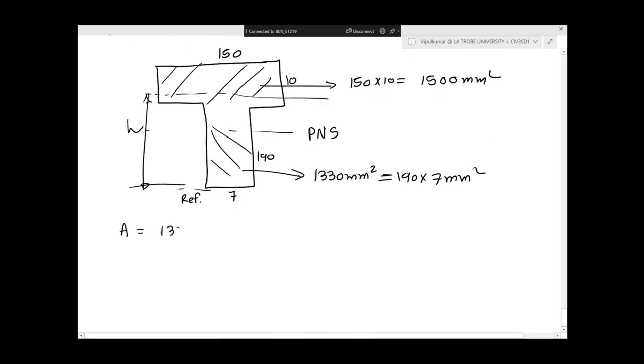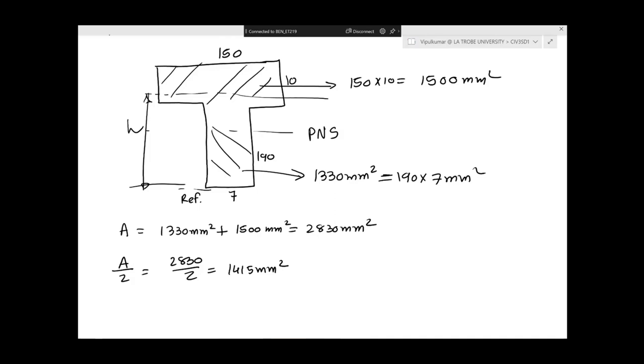Total area is 1300 millimeter square plus 1500 millimeter square. You get 2830 millimeter square. So the half of the area, do you agree? So this half, 150 times this one equals 1415. Do you agree? And this distance could be 200 take away h.